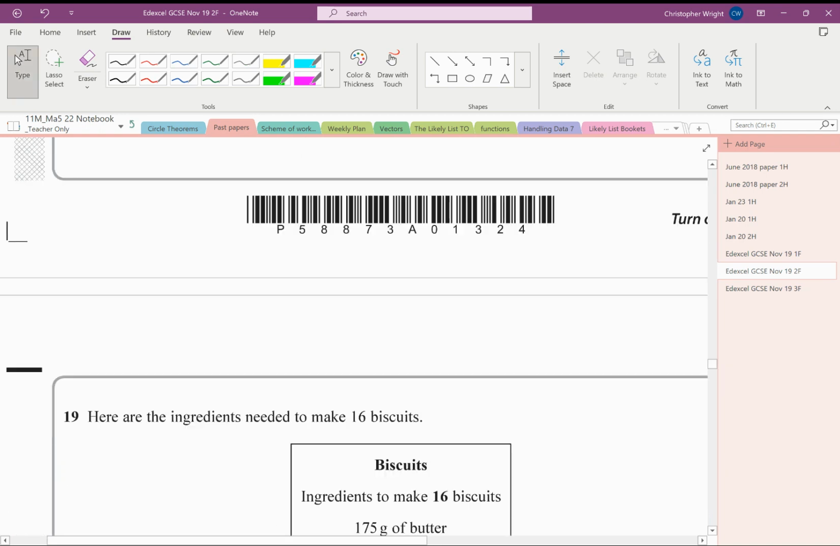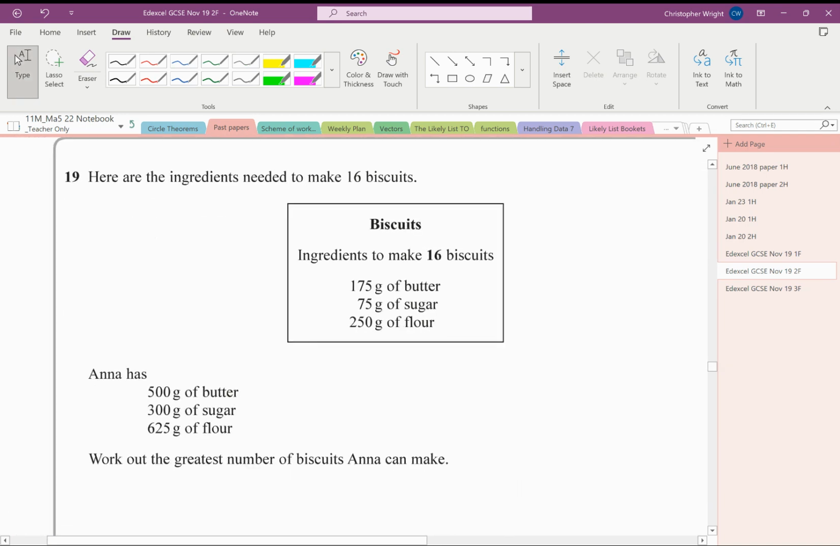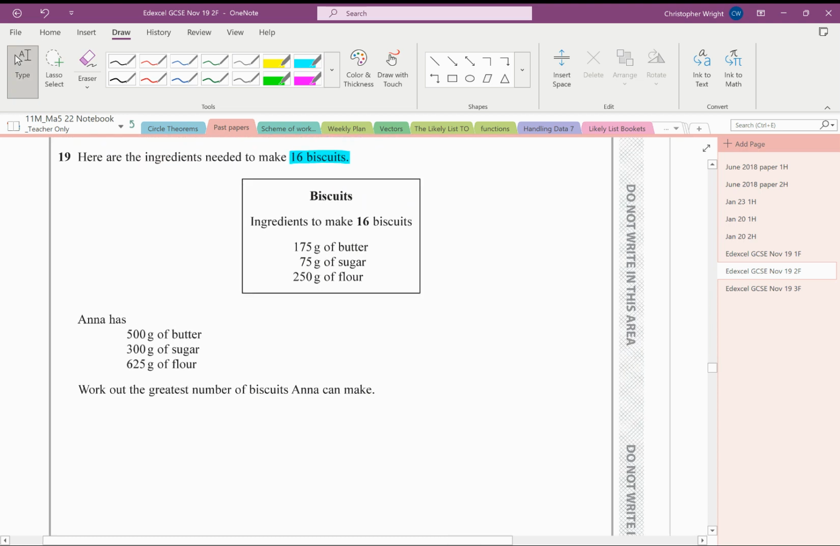Okay, question 19. Here are the ingredients needed to make 16 biscuits. That's the recipe for 16 biscuits. Okay, I need butter, sugar, and flour. Oh, I see. Anna has, and this is how much butter she's got. This is how much sugar, and that's how much flour. Work out the greatest number of biscuits Anna can make.